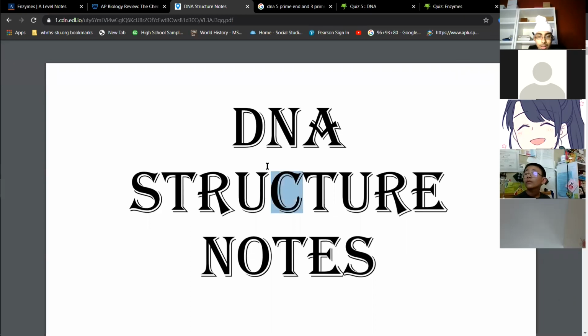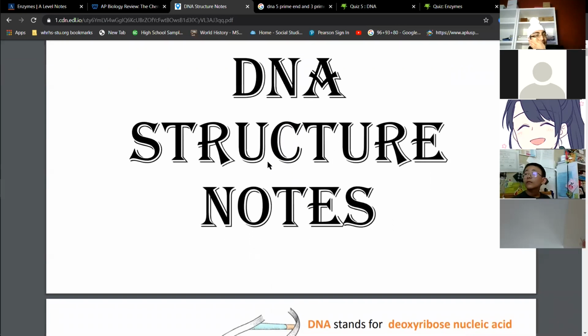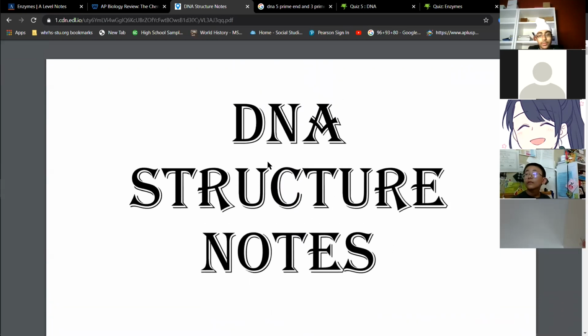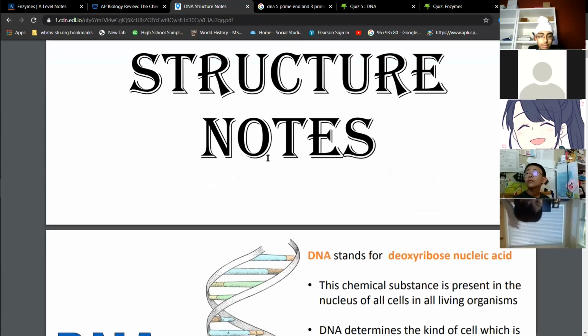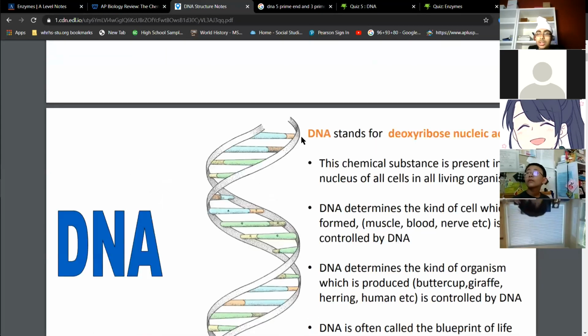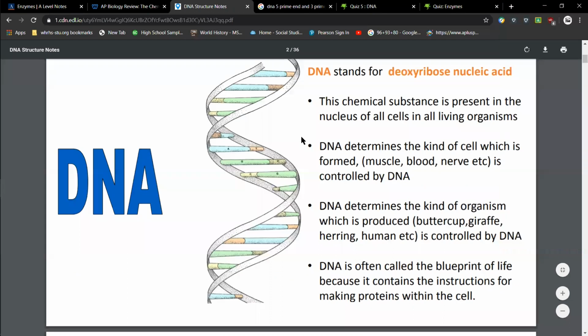Okay, so DNA structure. If you remember last class, we went through carbohydrates, fats, and lipids. So this class, we're just going to go through our final macromolecule, which is DNA. If you remember, a macromolecule is just a polymer made up of subunits called monomers. So DNA stands for deoxyribonucleic acid.